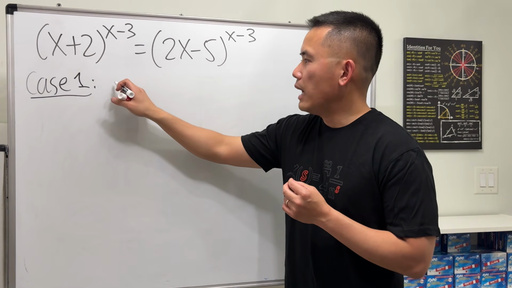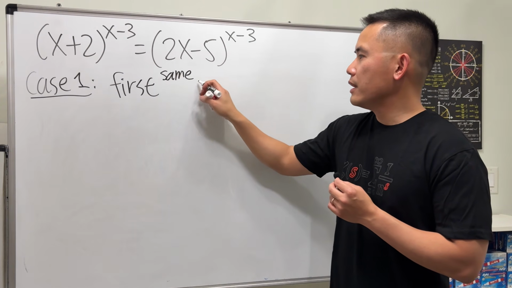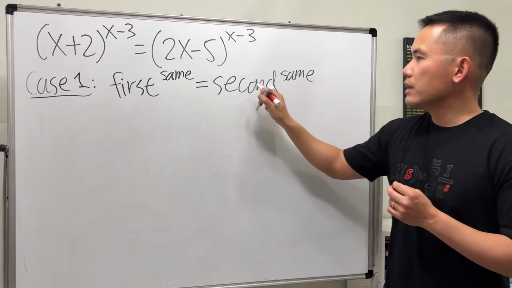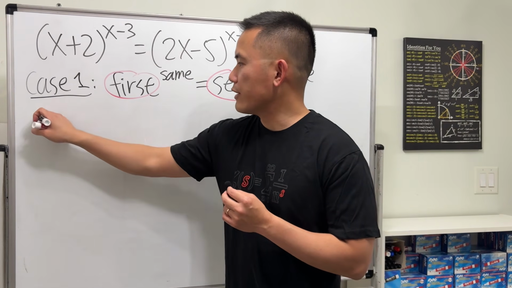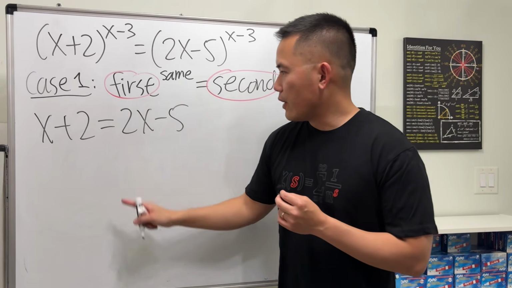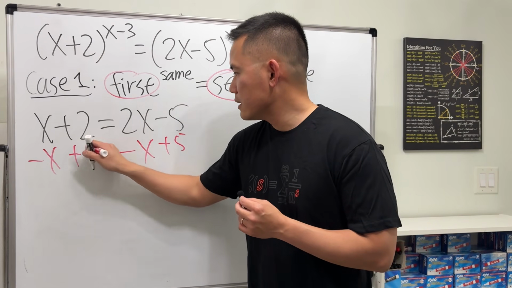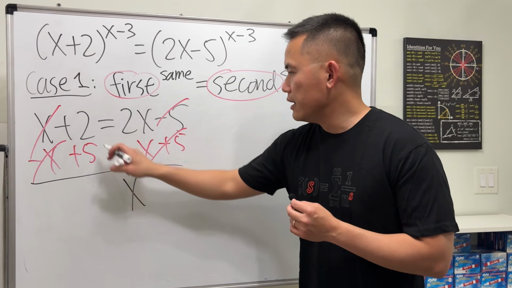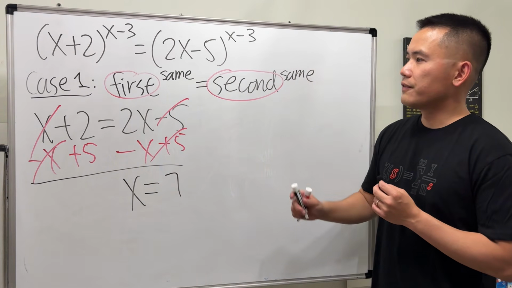So here's the deal. When we have the first base to an exponent being equal to the second base to the same exponent, well, this has to be equal to that, right? So that means we just have to put x plus 2 equal to 2x minus 5. Now, I will just have to minus x on both sides and then plus 5 to both sides. So this and that cancel, this and that cancel, and then I get x is equal to 7. And that will do it. All right, so that's the first answer.